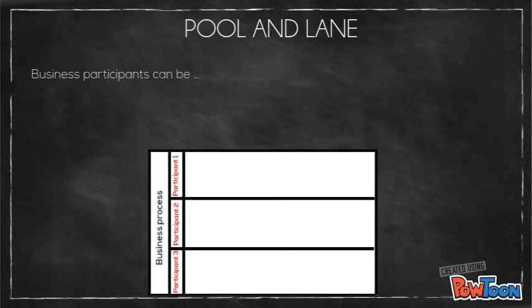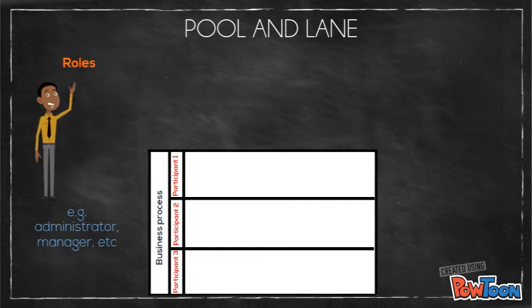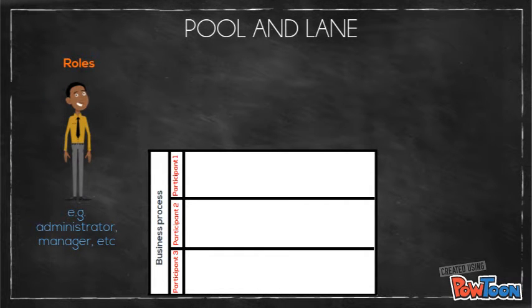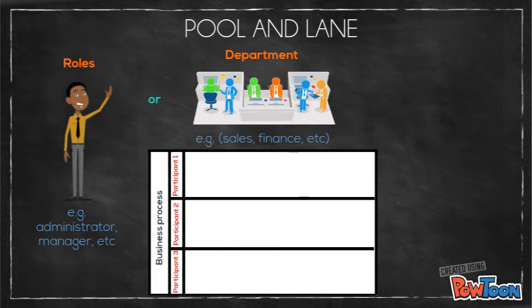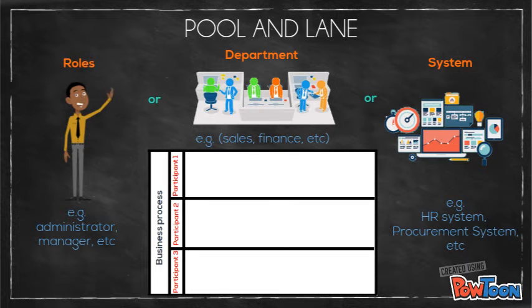Pool and lane. Each business participant can be a role. Example: administrator, manager, or department. Example: finance department, sales department, or system. Example: HR system, procurement system.